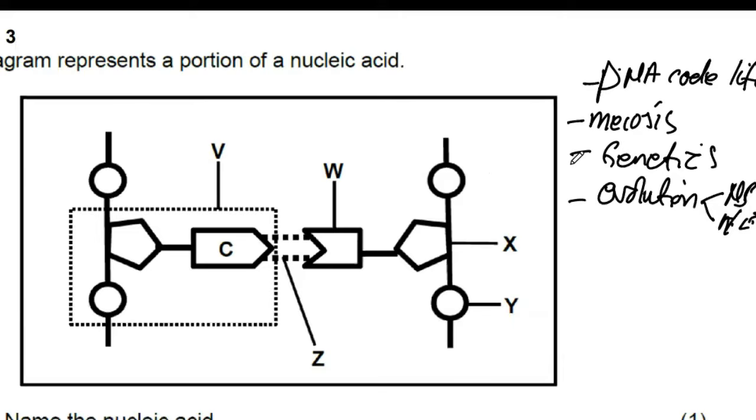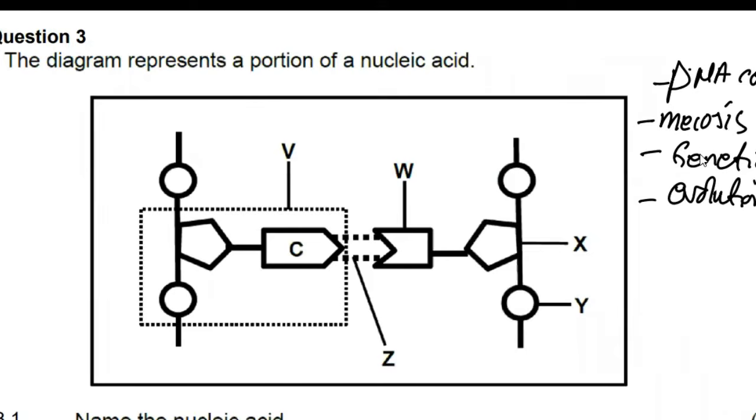If they bring a diagram like this, you have to find out which diagram is representing. So this diagram represents DNA. Why DNA? Because of this, the weak hydrogen bonds. And then it's two-stranded.